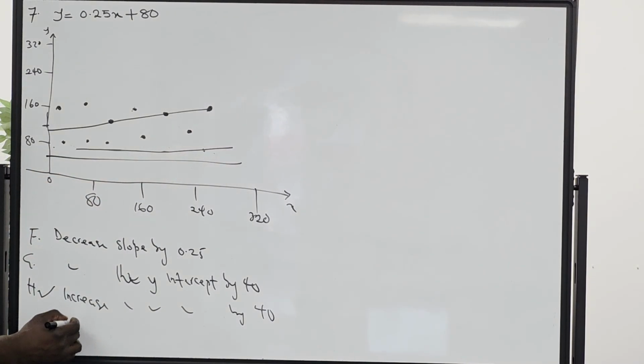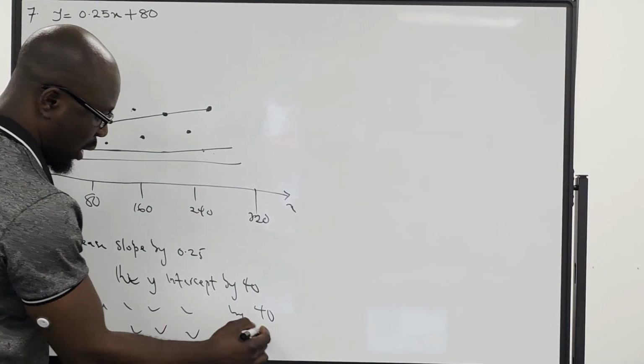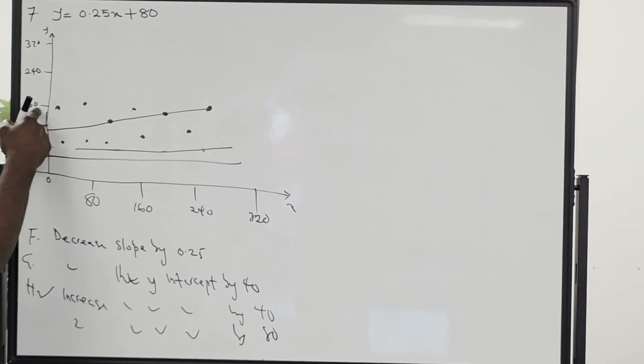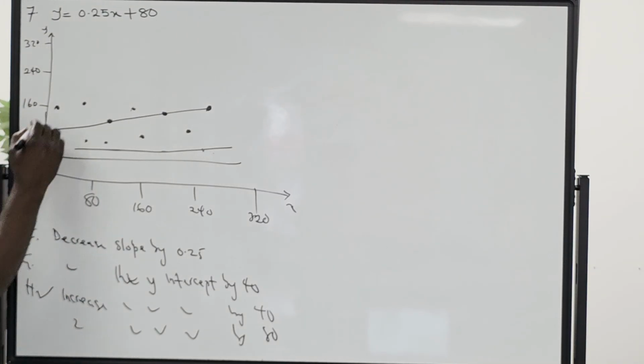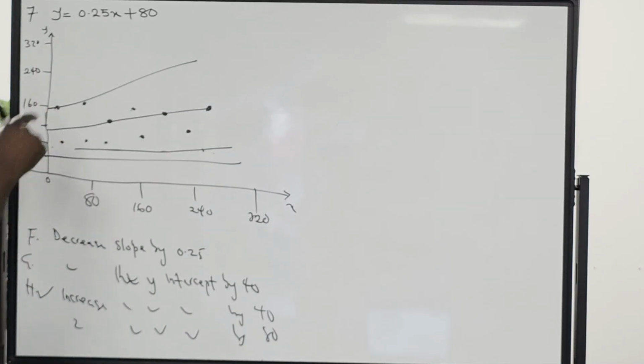The last one says increase the y-intercept by 80, which means you're now at 160. If you increase by 80, then your graph is going to be like this. So only 1 point is going to be matching. So you're looking for the one that will have the most number of points matching, and that will be option H. So your answer to that is option H.